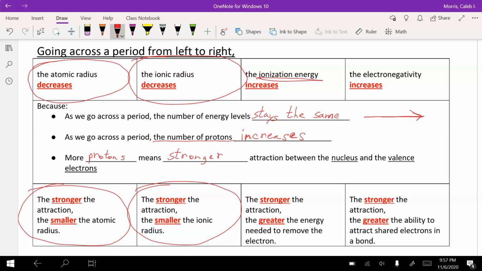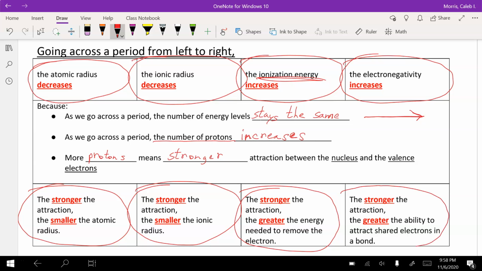Now, ionization energy is the amount of energy that we need to use to remove an electron. That's the amount of energy it takes to take an electron away. So that has to do with how strong the attraction is between the nucleus and the electrons. Not the distance, but the amount of attraction. Ionization energy increases because the stronger the attraction, the greater the energy that's required to remove an electron. And the electronegativity increases because the stronger the attraction, the greater the ability to attract shared electrons in a bond.